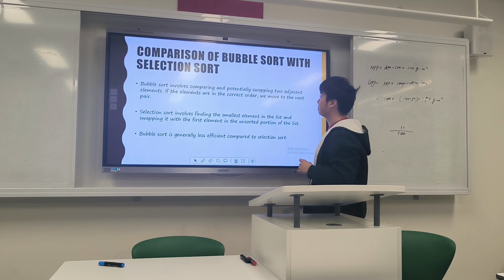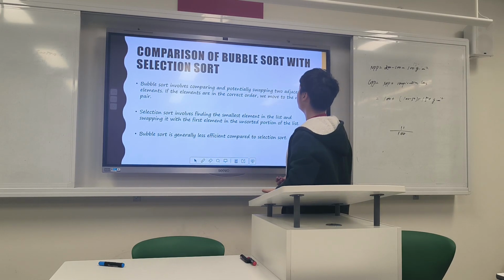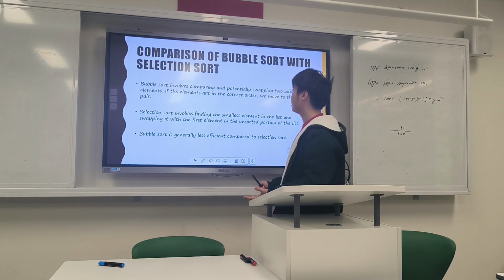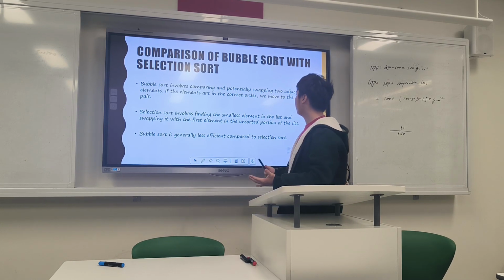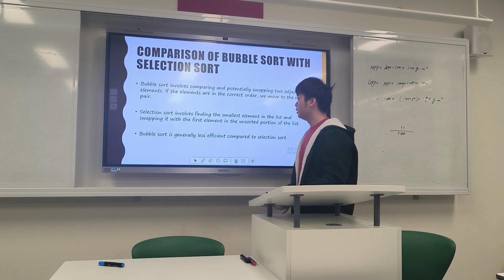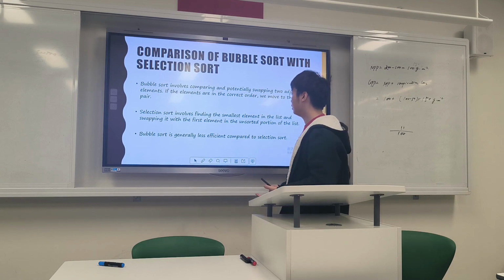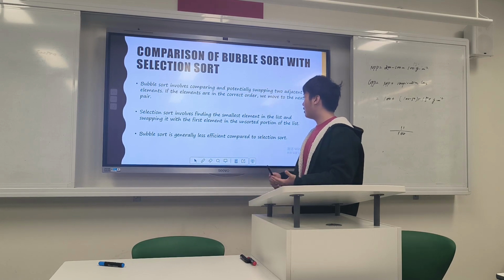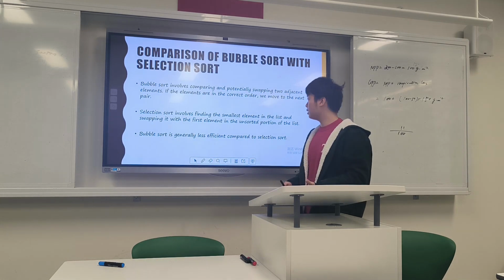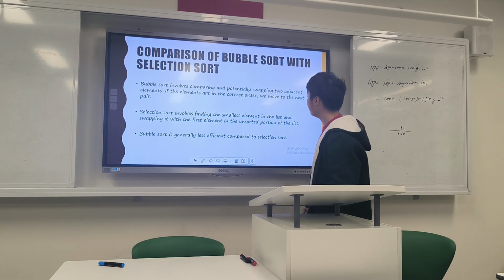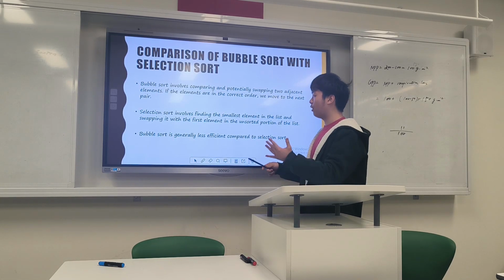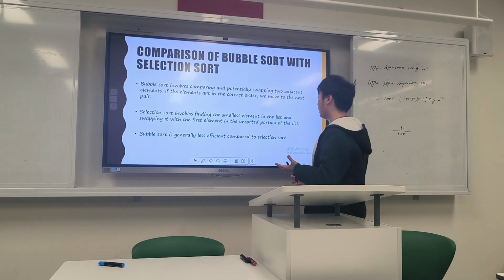Okay. And now we'll compare the bubble sort that we talked about last time with the selection sort. Bubble sort involves comparing and potentially swapping two adjacent elements. So if the elements are in the correct order, we move to the next pair. And selection sort involves finding the smallest element in the list and swapping it with the first element in the unsorted portion of the list. So basically, they all involve a swapping process.